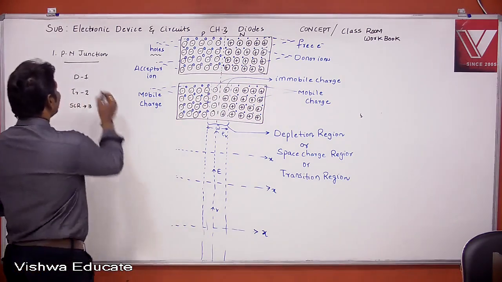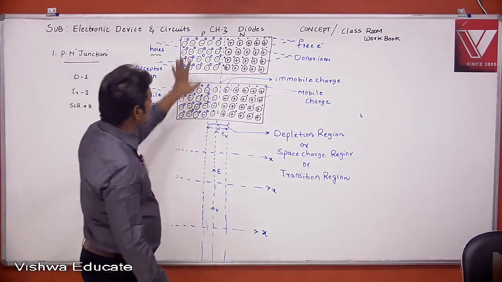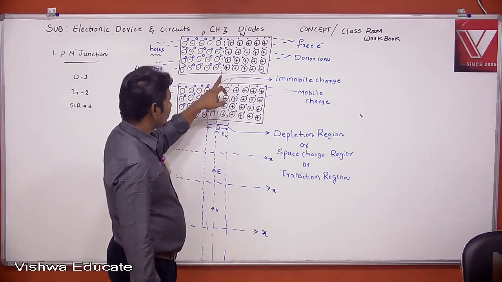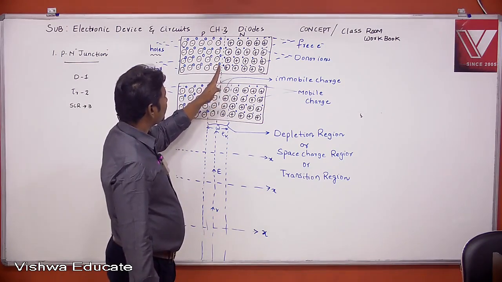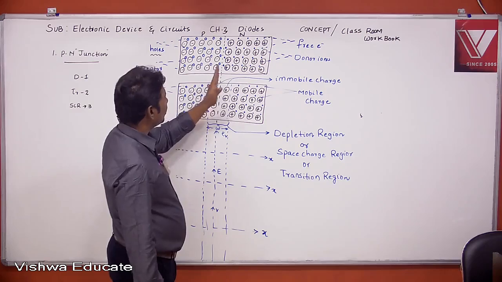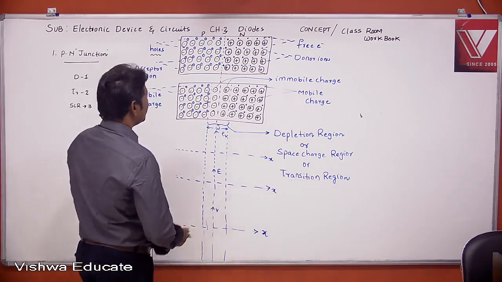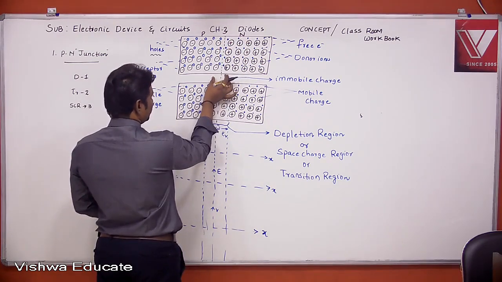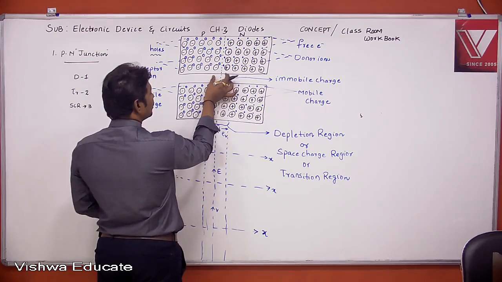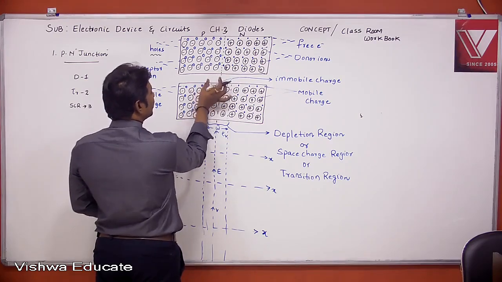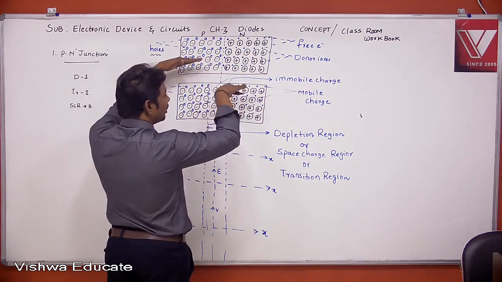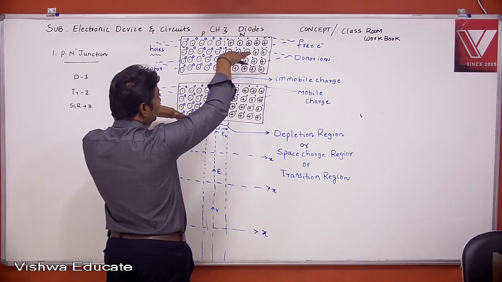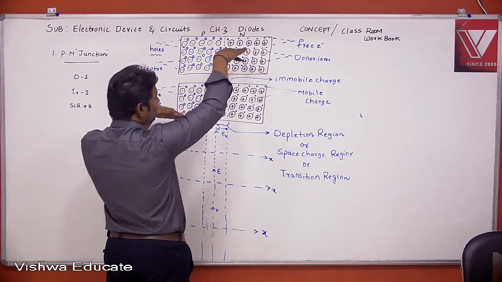Next, what is a junction? A junction is nothing but an imaginary plane which separates the P-type semiconductor and N-type semiconductor. At the junction there is a concentration gradient, or concentration change. In P-type the majority are holes, in N-type the minority are holes. That means there is a concentration difference. Similarly, in N-type the majority are electrons and in P-type the minority are electrons. That means there is a concentration difference.